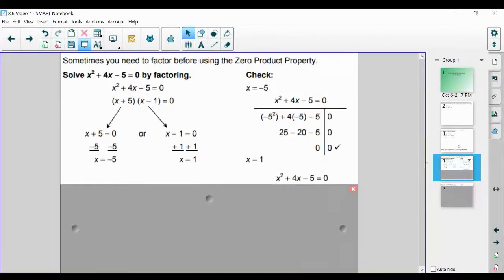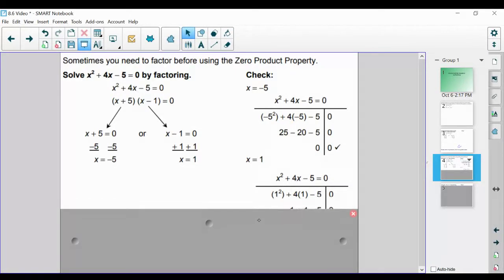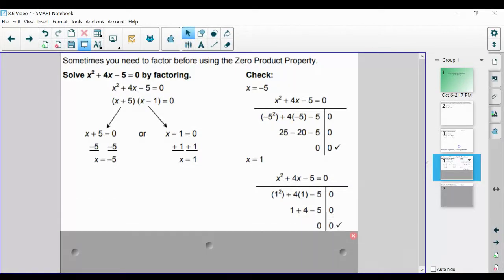We also found that x could be 1. So if we substitute 1 in for x into our original equation, we're going to end up with the true statement. If we substitute in 1 into the binomials that represent the original equation, we're going to end up with 6 times 0, which is still 0.